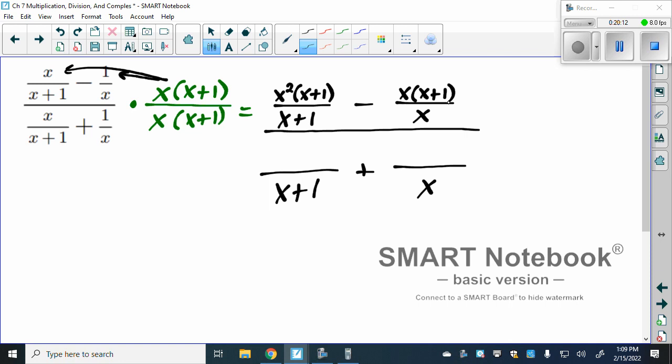We'll do the exact same thing in the denominator. Apparently I'm going to write in a highlighter. And again, we'll have x times x plus 1 times x, which would give us our x squared times x plus 1. And x times x plus 1 times our 1 is just going to be x times x plus 1.